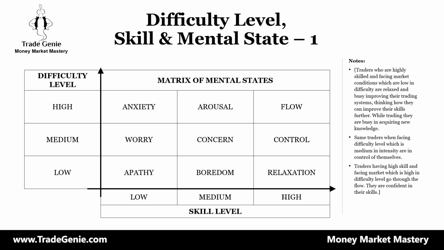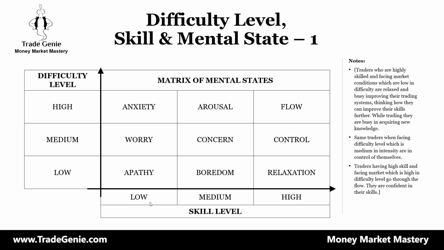But at a high skill level, we are relaxed, we are in control, or we are going in the flow. So same market condition, same difficulty level, but depending on the skill, we go into a different mental state. On one hand, our skill level is low, and we are in this mental state. The market condition is the same. So there are two traders, one with a low skill and one with a high skill, and the market condition is the same: high, medium, or low.